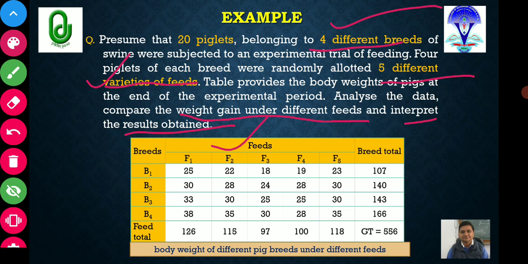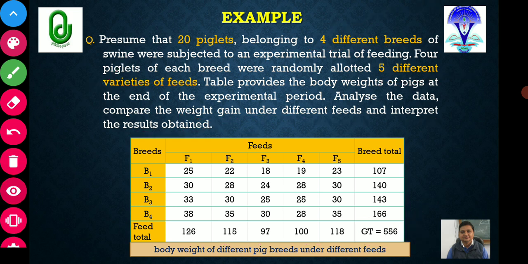So this is the data given here. I have just summed it in the right hand side column and the lowest row. And here I have calculated the grand total. So the grand total is 556.